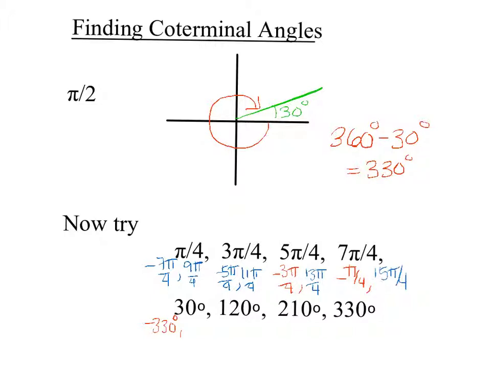Now if I change that to say, what if I went a full circle and then back again? A full circle is 360 degrees, and another 30 degrees gives me 390 degrees.